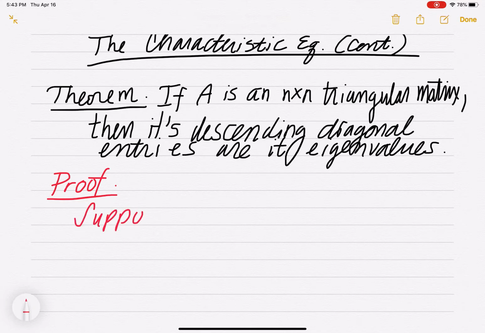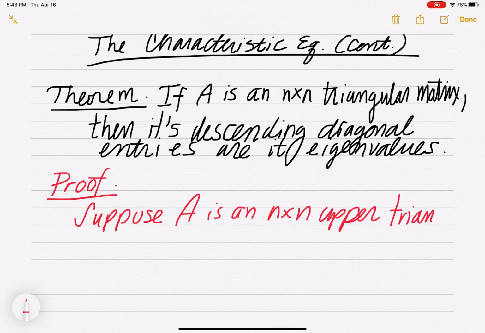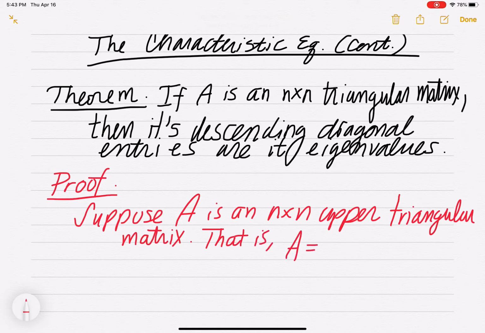Suppose A is an n by n upper triangular matrix. We'll just look at the upper triangular case. If you want to do the lower triangular case, you can. That means A is of the form A11, A12, and so on.